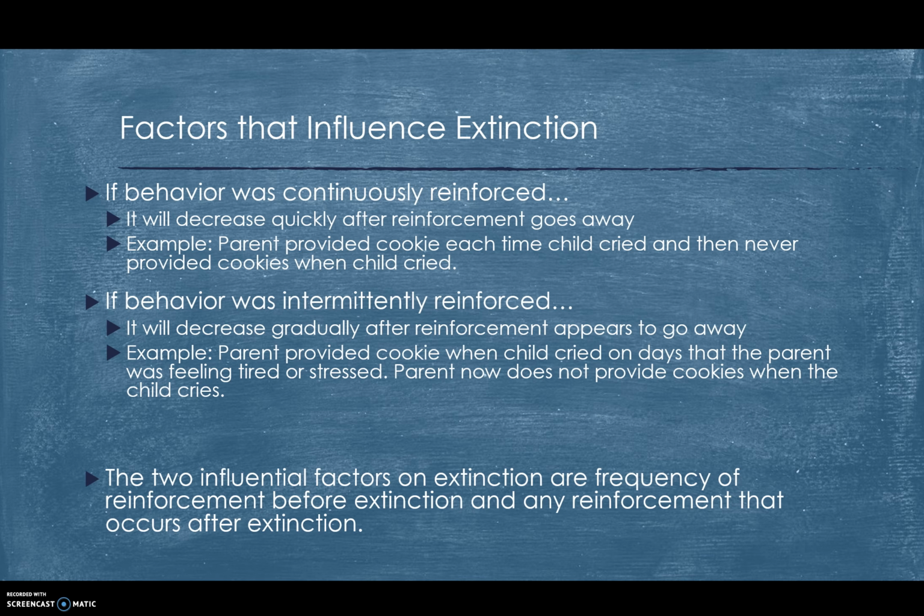So the two factors that we always want to examine and keep in mind when we're looking at extinction as an intervention are the frequency of the reinforcement before extinction. So was I giving the cookie to the child every single time, or was I only sometimes? And then any reinforcement that occurs after the extinction. So just like in the example of calling Donna, did she pick up a year later when he called? And if she did, then this reinforcement could be a factor in whether the extinction will continue or whether the behavior might start to occur again.